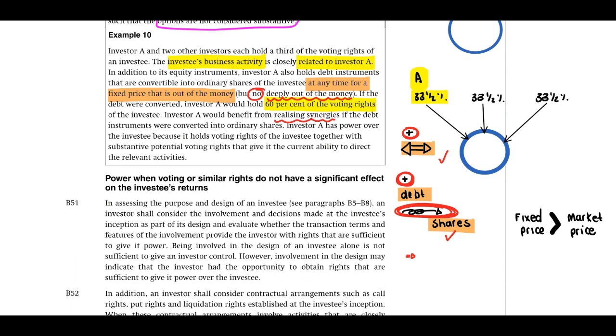And due to the fact that there will be synergies, investor A has power over the investee because it will hold voting rights together with substantive potential voting rights that will give the current ability to direct the relevant activities. Therefore, together, not on its own, if we look at the synergies plus the potential, there will be power.